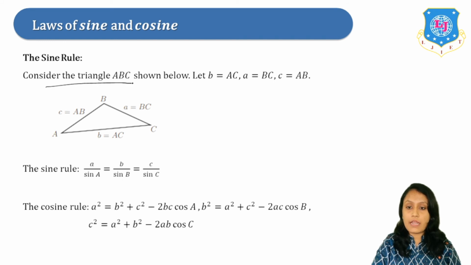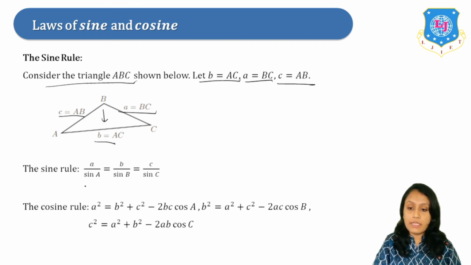So consider a triangle ABC, and small b is equal to AC, small a is equal to BC, and small c is equal to AB. So we are denoting this AC by small b, this AB by small c, and this BC by small a. And now we'll write down the sine rule and cosine rule.